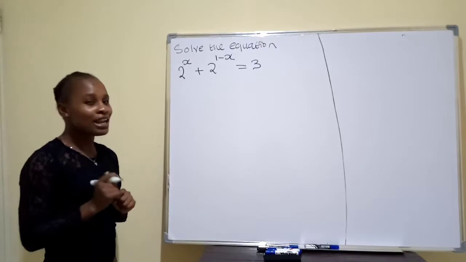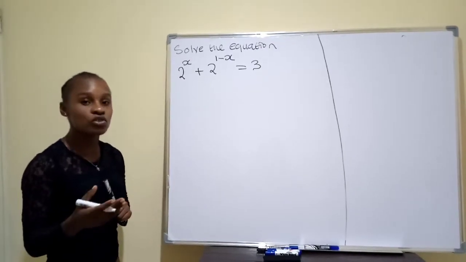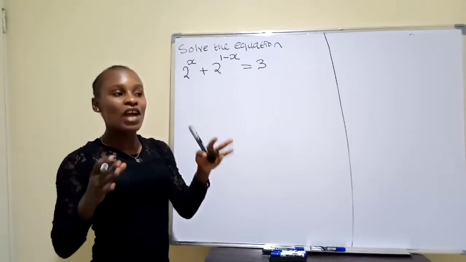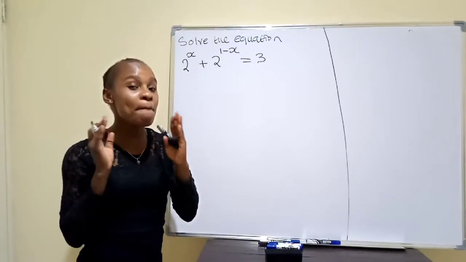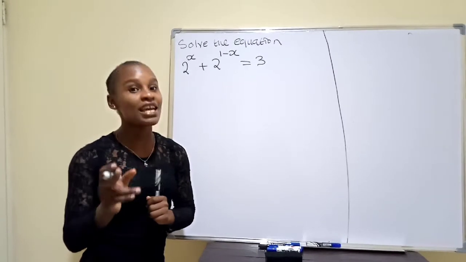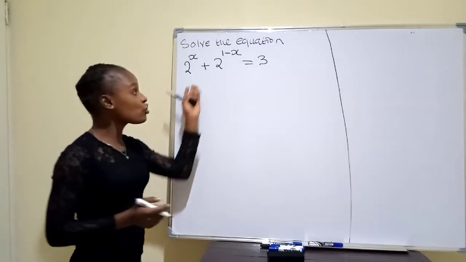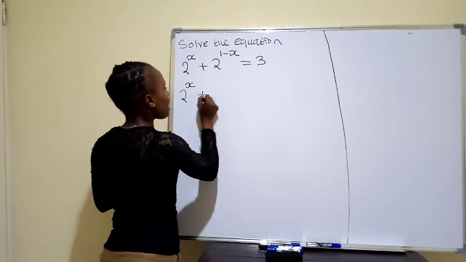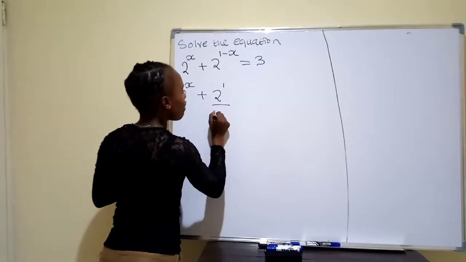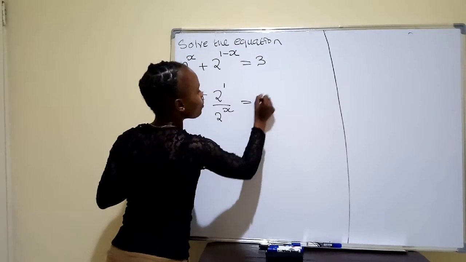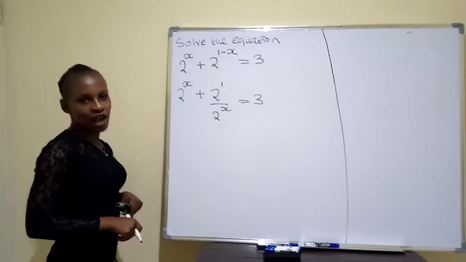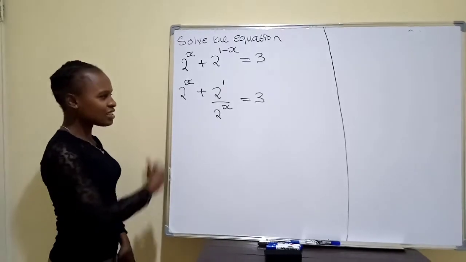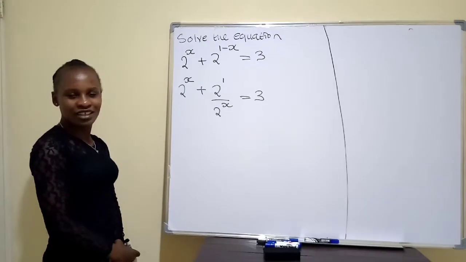And if we remember last time when we looked at the laws of exponential functions, we discussed that if two exponential functions having the same base are dividing, then we subtract the exponents. So we can rewrite this question as 2 to the power x plus 2 to the power 1 divided by 2 to the power x being equal to 3. Now that we have this, we are interested in this 2 to the power x and this 2 to the power x. Let us write this in a simpler way.